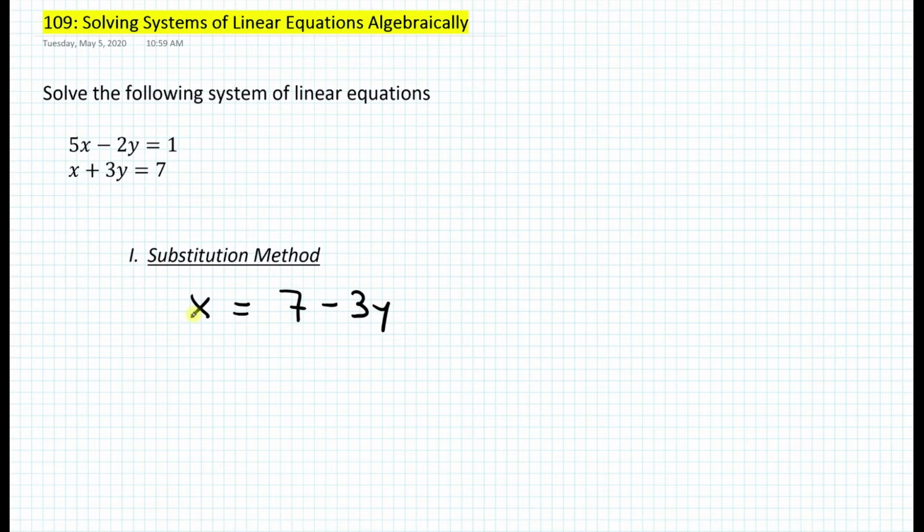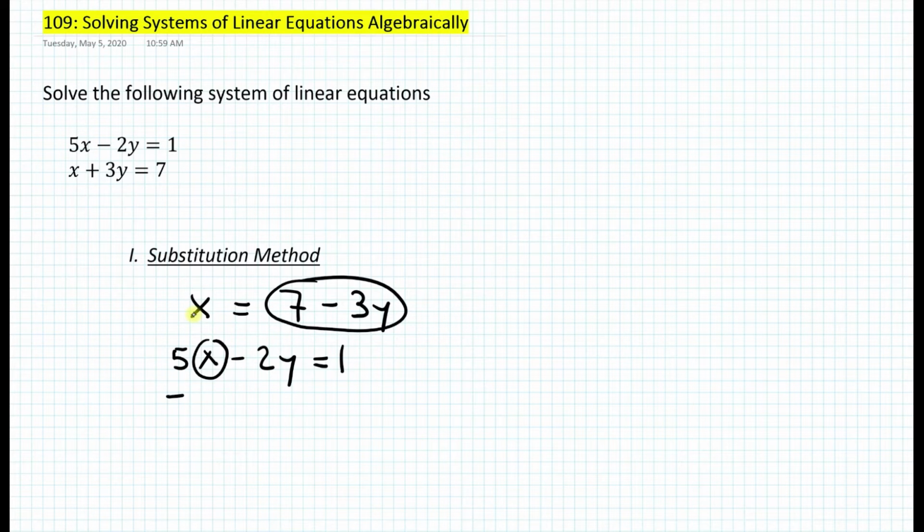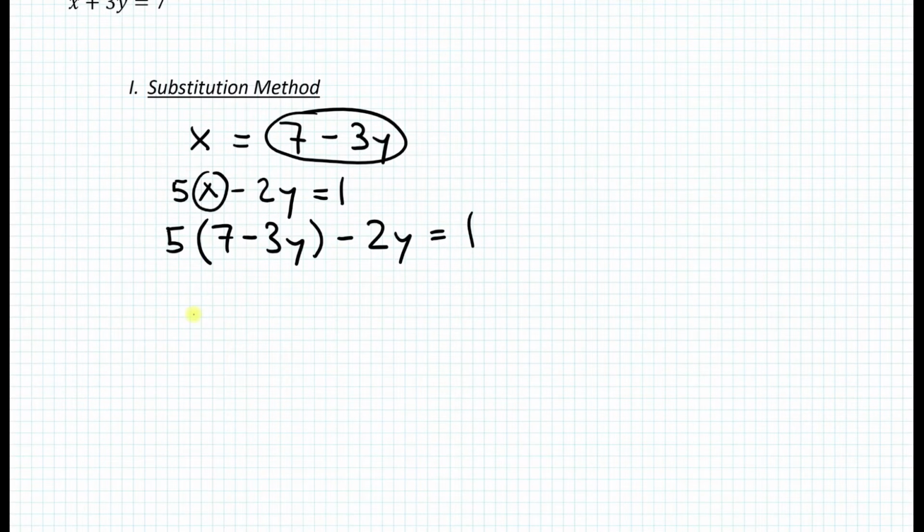Now we take the first equation, 5x minus 2y is equal to 1. But we know that the entire x value could be substituted with 7 minus 3y. So we can write here that 5 times (7 minus 3y) and then minus 2y is equal to 1. Notice that now we can solve this equation because we have one equation with only one variable, namely the y value. So let's solve for y here.